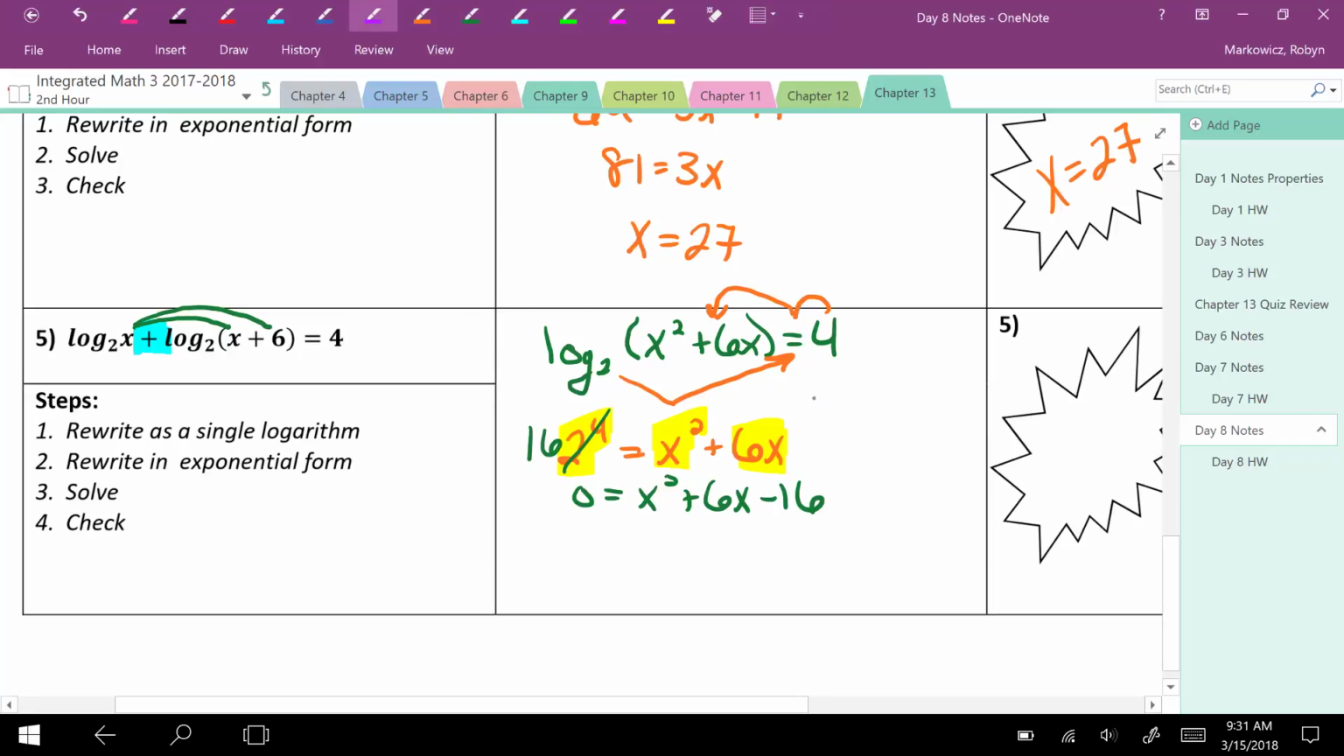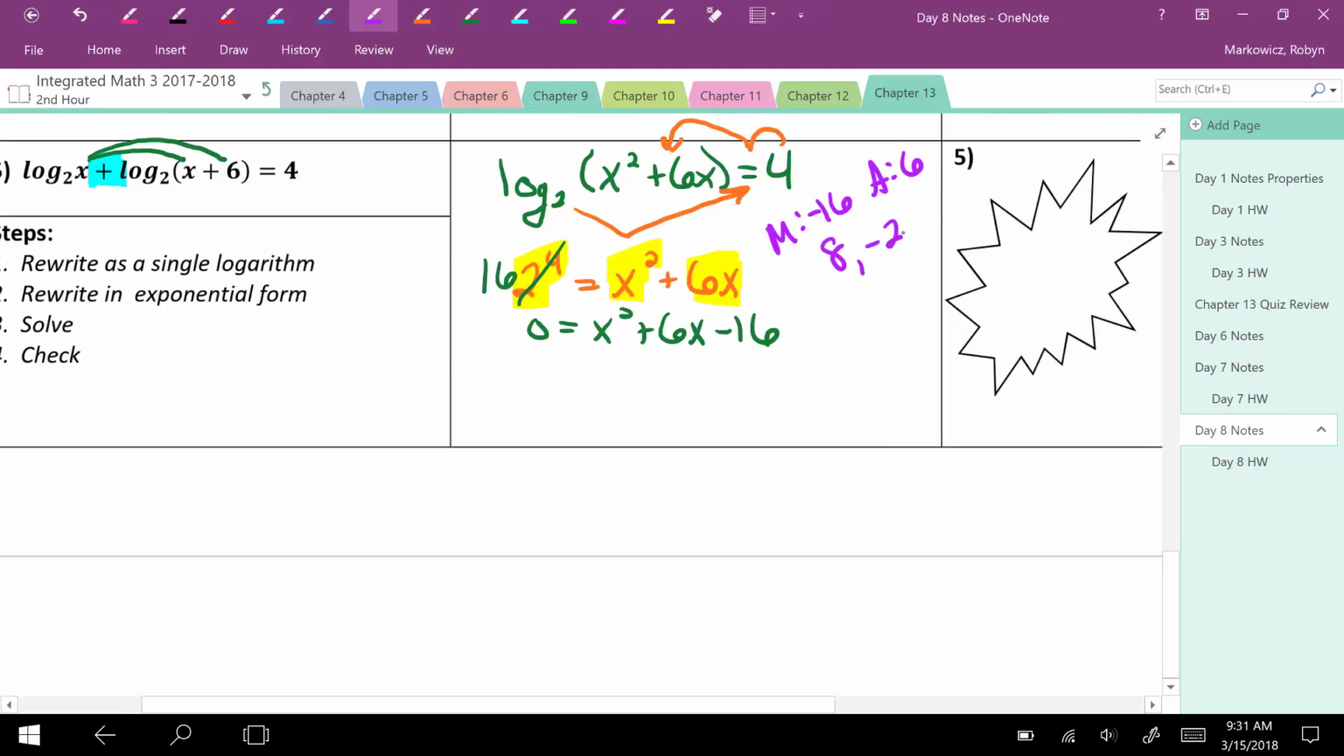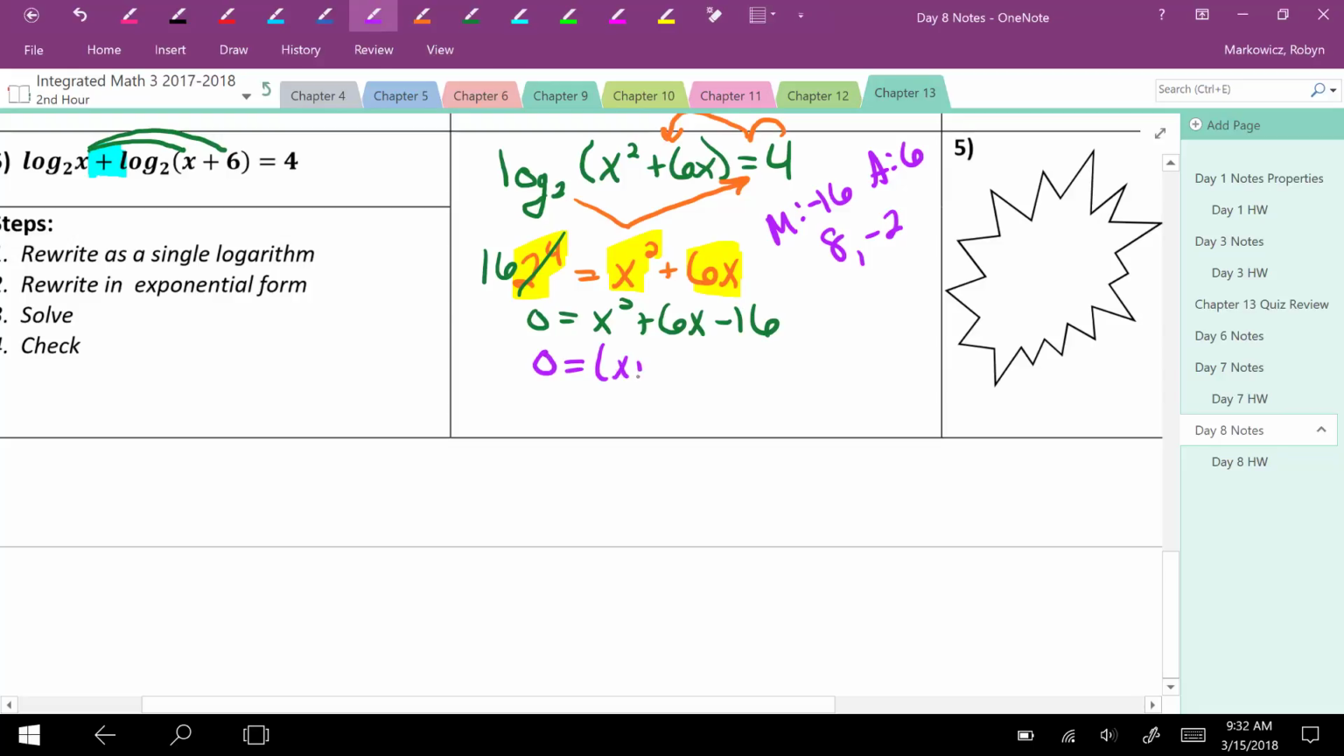If you need a refresher of how to factor, you have to find factors of negative 16 that add to 6. Negative 8 and 2. Which one? Negative 2 and positive 8, because we want to add up to a positive. So 8 plus negative 2 gives us a positive 6. You can always check that in your calculator too. So I have 0 equals x plus 8, x minus 2. The x plus 8 would give me x equals negative 8, and the x minus 2 would give me x equals 2.